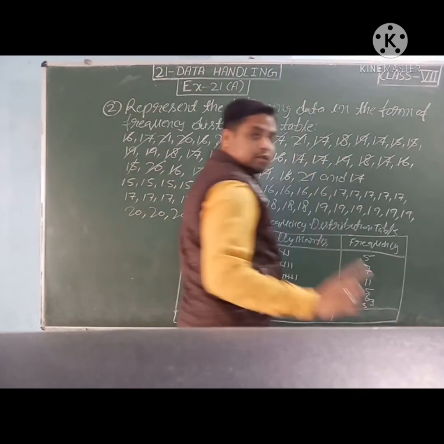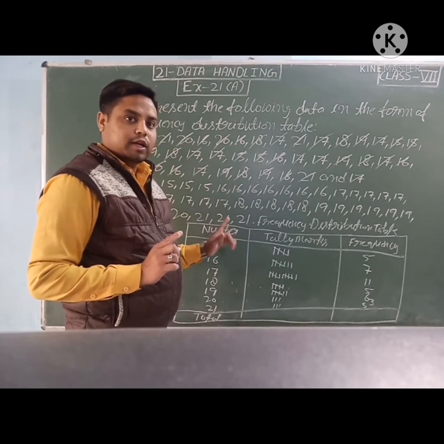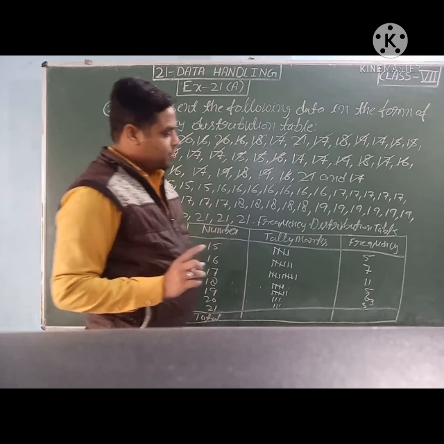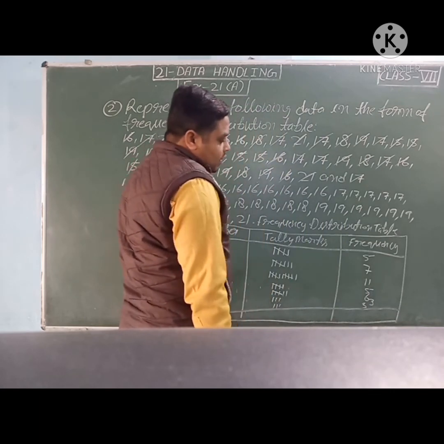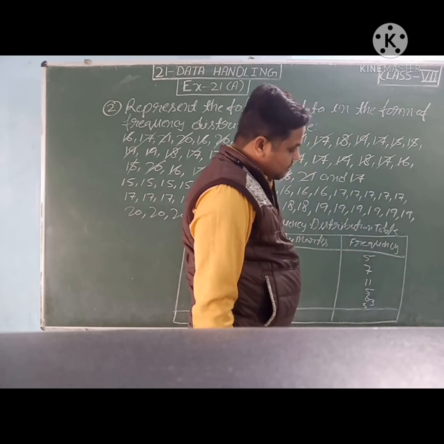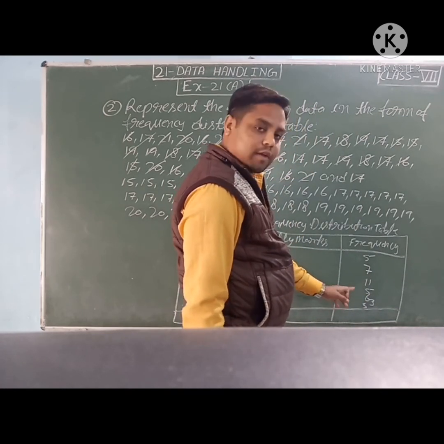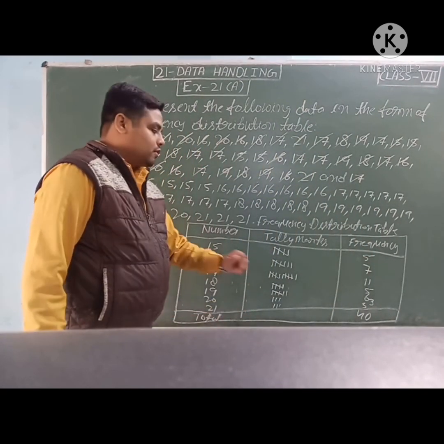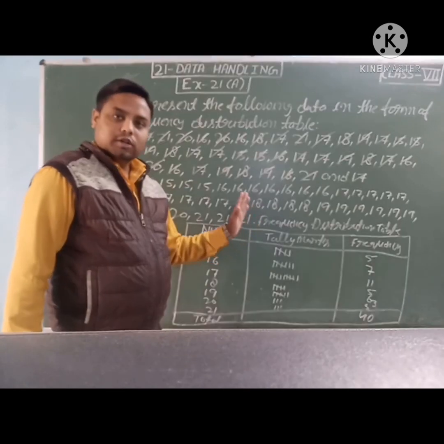Now we will do the total of frequency. The total must come 40 because these are 40 numbers. If the total is coming less or more, it means something is wrong. So 7 plus 5 is 12. 12 plus 11, 23. 23 plus 5, 28. 28 plus 6, 34. 34 plus 3, 37, plus 3, 40. So students, you can see the total is coming 40. So this is the frequency distribution table.